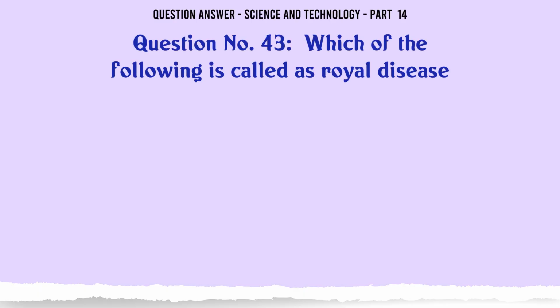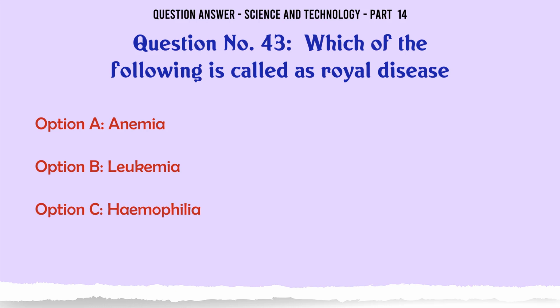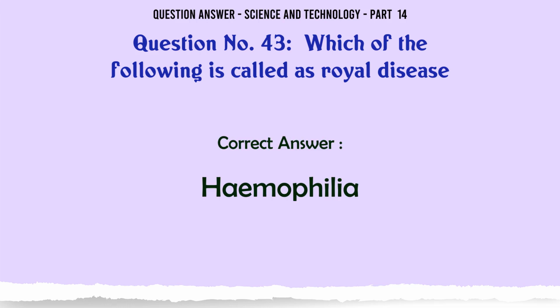Which of the following is called the royal disease? A. Anemia, B. Leukemia, C. Hemophilia, D. Color blindness. The correct answer is hemophilia.